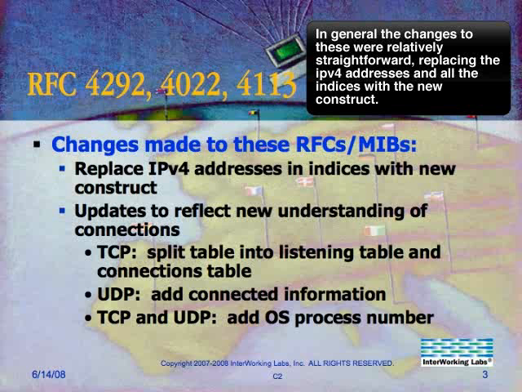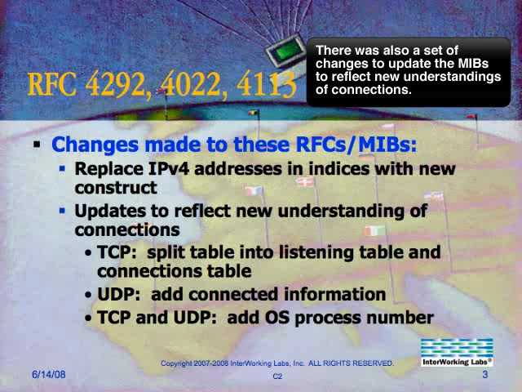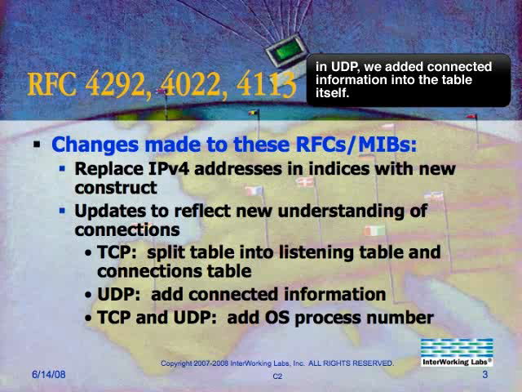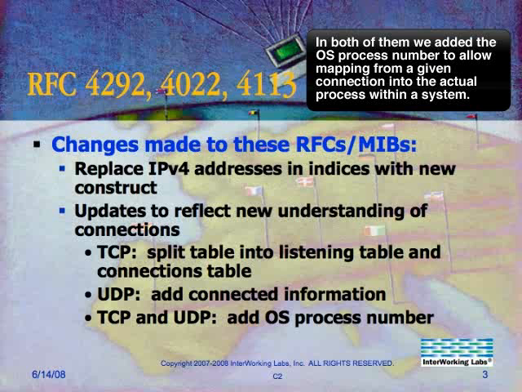In general, the changes to these were relatively straightforward, replacing the IPv4 addresses in all of the indices with the new construct. There was also a set of changes to update the MIBs to reflect new understandings of connections. In TCP, we split the table into a listening table and a connections table, as the two have somewhat different characteristics. In UDP, we added connected information into the table itself, and in both of them we added the OS process number to allow mapping from a given connection into the actual process within a system.